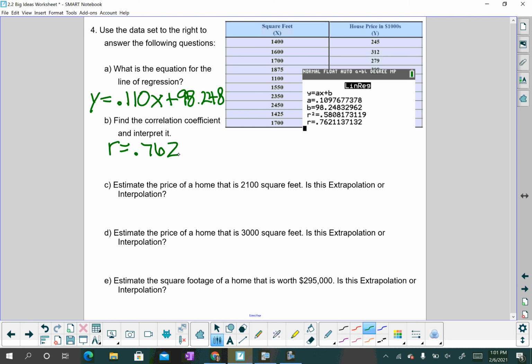So then anything between -1 and 1 means you don't have a perfect set of linear data, but it might be nearly linear or approximately linear. It also tells us if we have a positive or a negative correlation. Because my R value is a positive number, that tells me I have a positive correlation, which for this data would mean that as the square footage of a home increases, so does the house price. As one goes up, the other goes up.